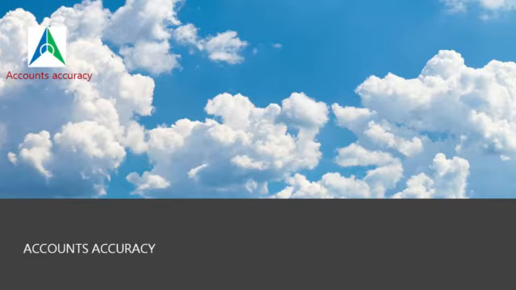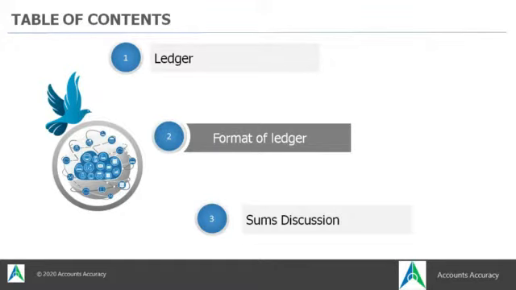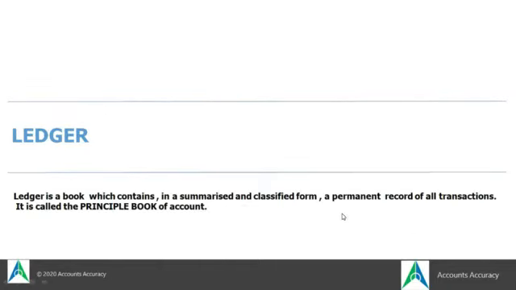Today we are going to study about ledger, format of ledger, and sums will be discussed based on it. Now this is what we are going to study, that is ledger. Ledger is basically a book which contains in a summarized and classified form a permanent record of all transactions. It is called the principal book of accounts.